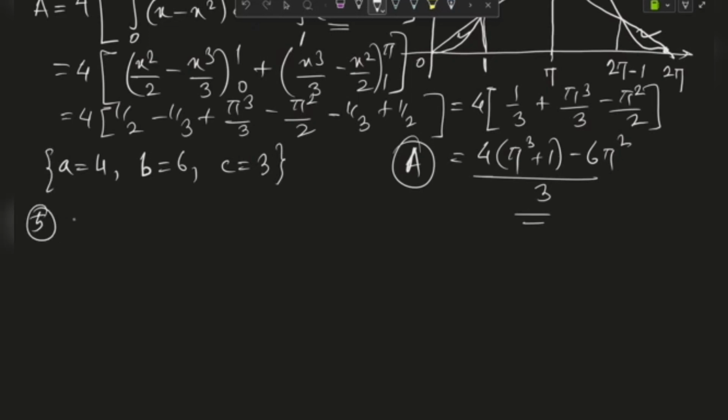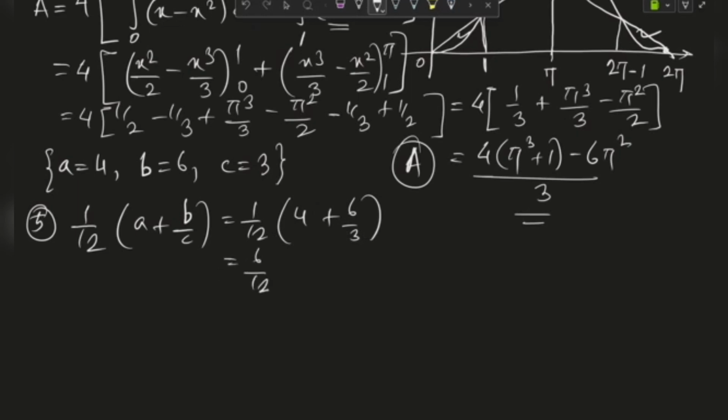So for question number 5, we have to find 1 by 12 times (a plus b by c). So this will basically become 1 by 12 times (4 plus 6 by 3), which is basically 6 by 12. So our answer for this will be 0.5 for part 1 or question number 5.